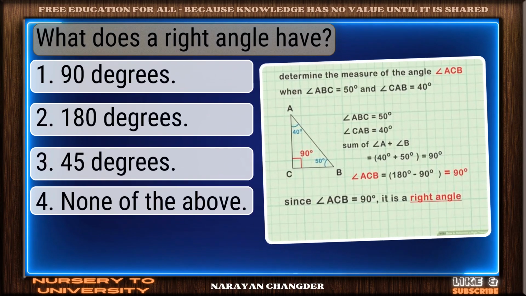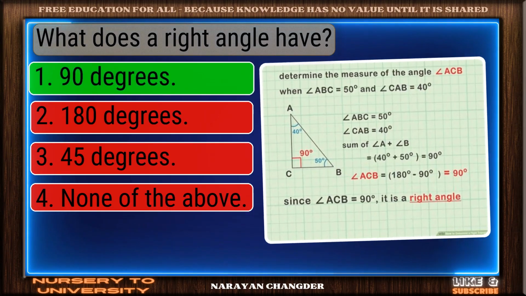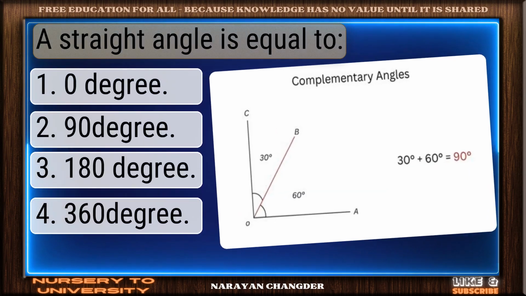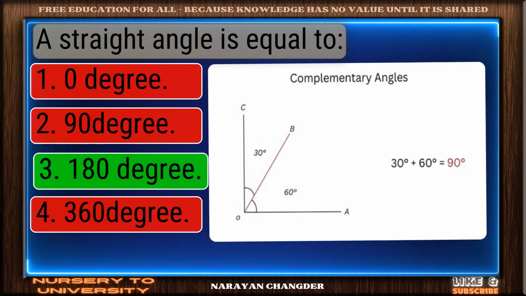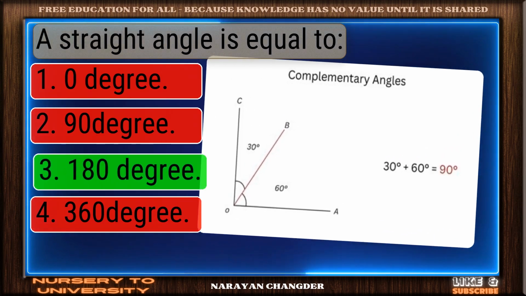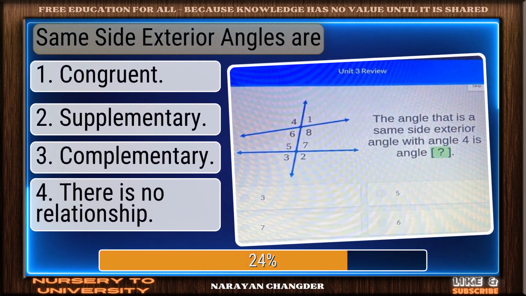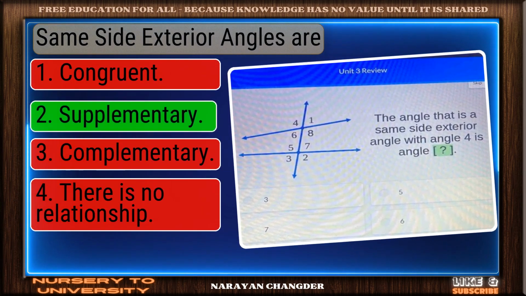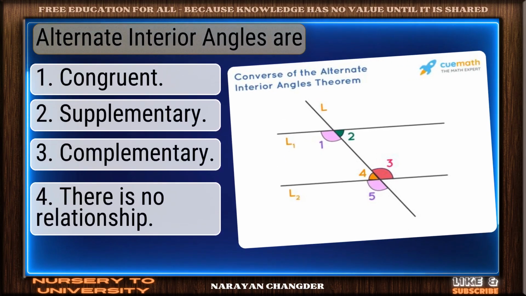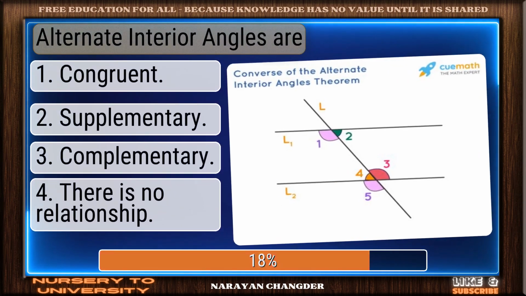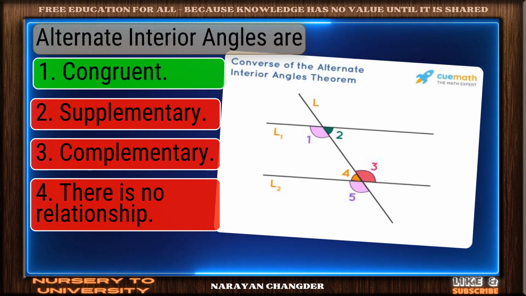Question number 279. What does a right angle have? Good thinking. 90 degrees is the right answer. Question number 280. A straight angle is equal to. Valid point. 180 degrees is true. Question number 281. Same side exterior angles are. Smart pick. Supplementary is the correct choice. Question number 282. Alternate interior angles are. You got it. Your choice congruent is right.